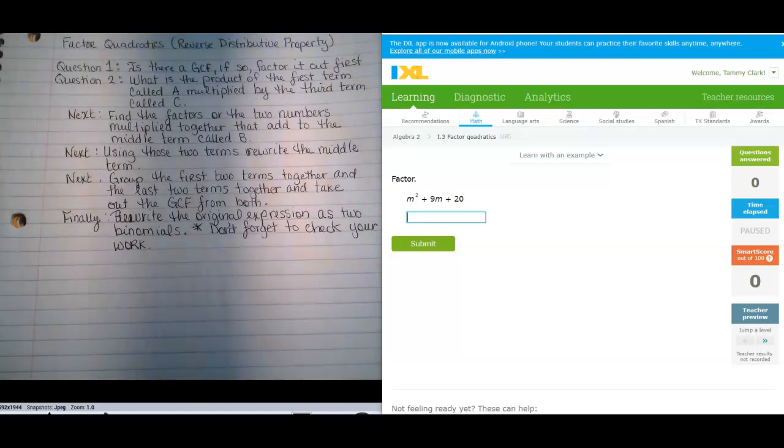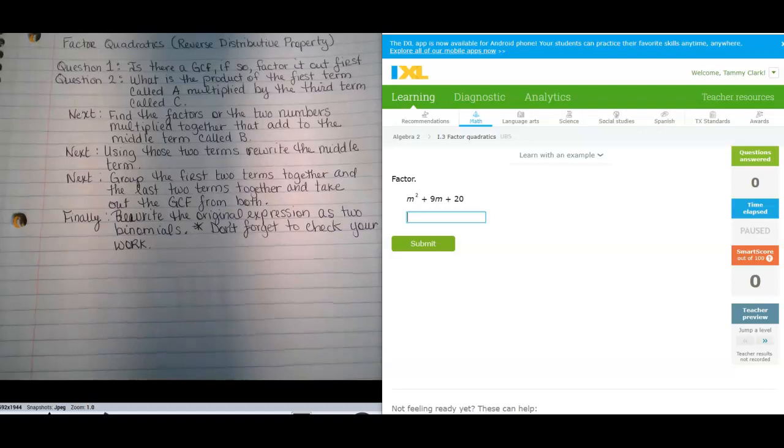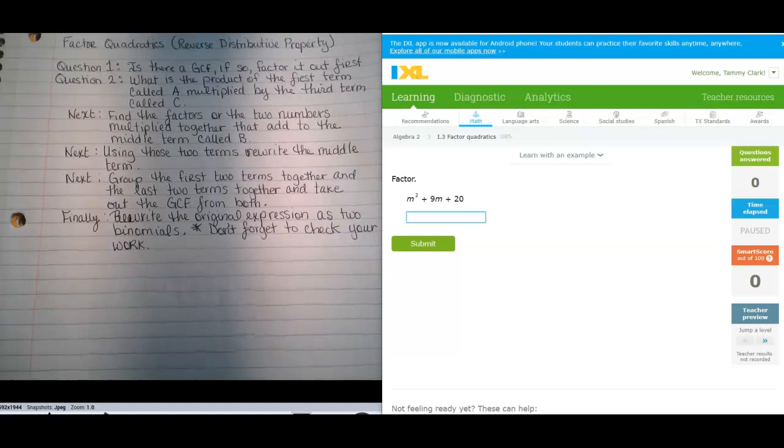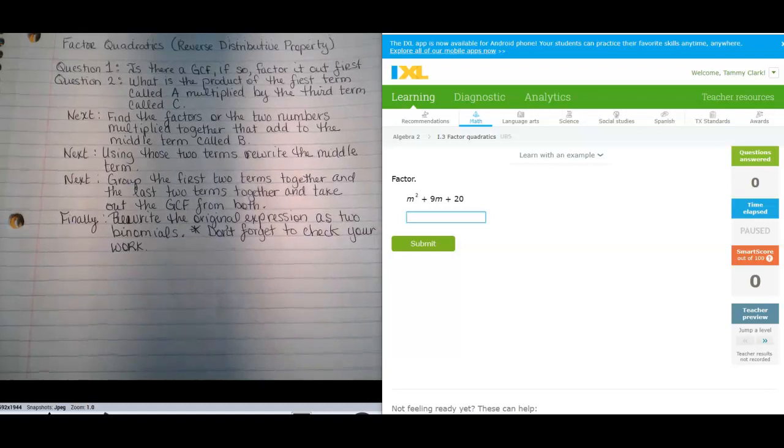Good day. Today we're going to talk about factoring quadratics. I want you to think of factoring quadratics basically as reverse distributive property. When you have two binomials and you do distributive property, or you might call it FOIL, you end up with either the difference of two squares or a trinomial that has a plus and a plus, a plus and a minus, or a minus and a plus. Basically, what we're going to do is undo that.